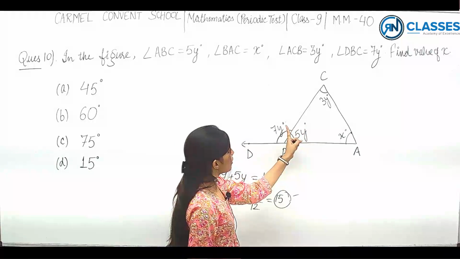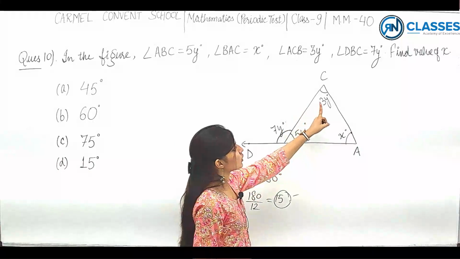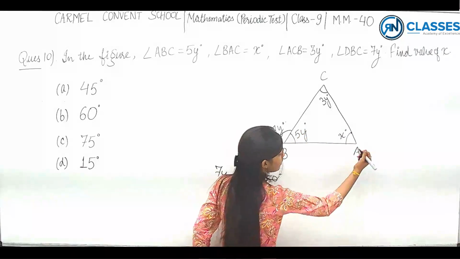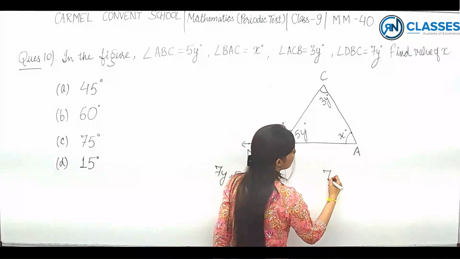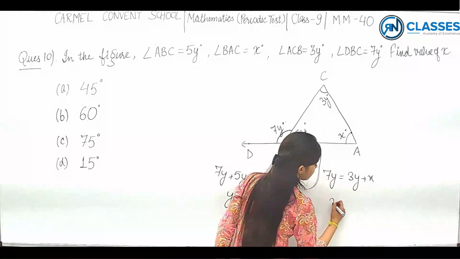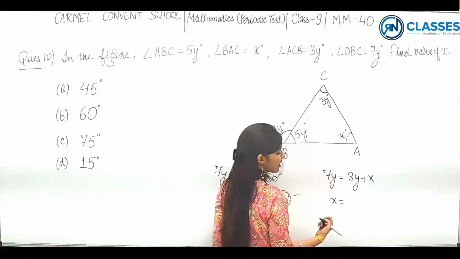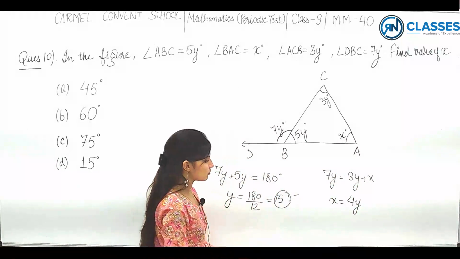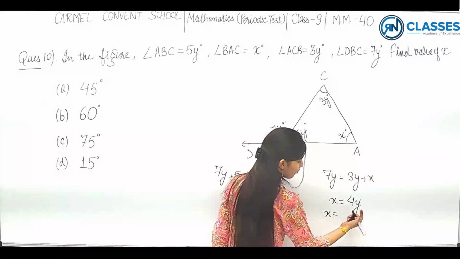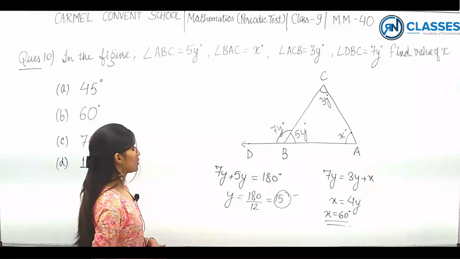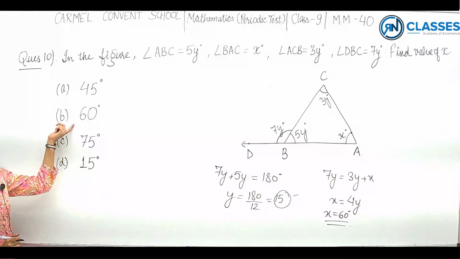That exterior angle is equal to sum of interior opposite angles. So 7y is equal to 3y plus x. So x turns out to be 7y minus 3y, that is 4y. And y is 15, so x is 15 into 4, that is 60 degree. So the correct answer is option D.